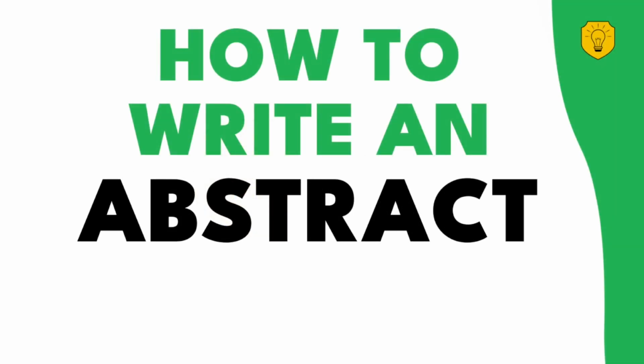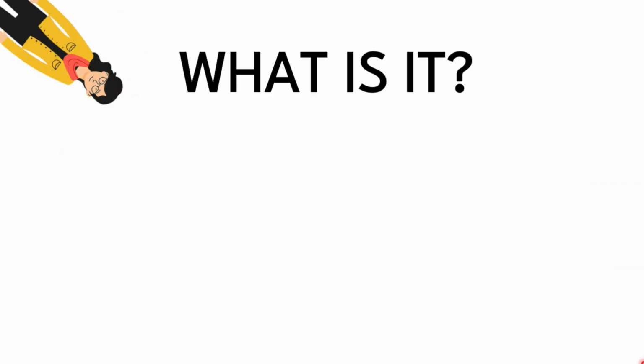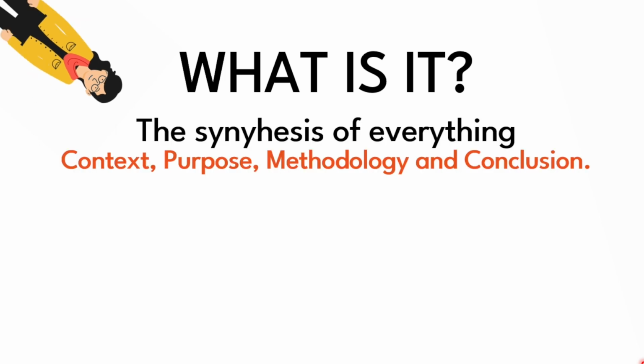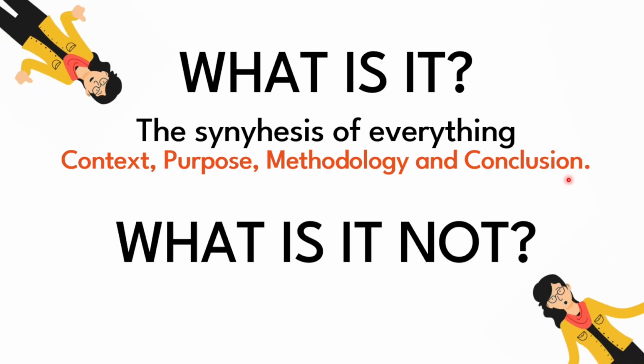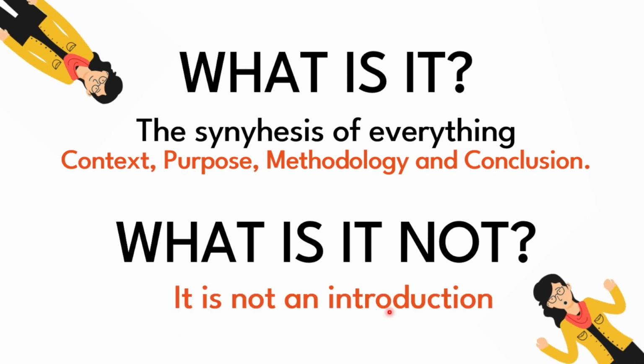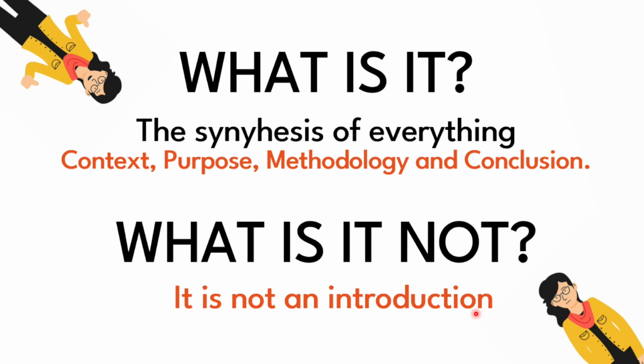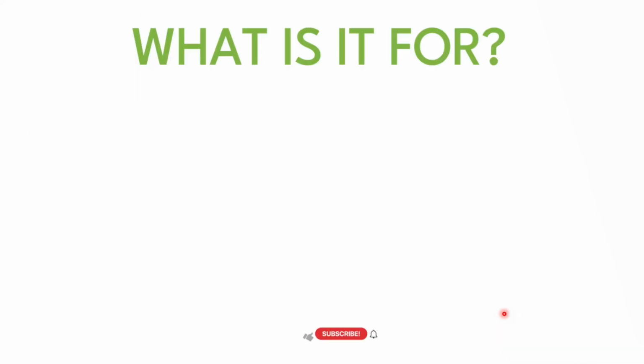Hi, with this video you're gonna learn how to write an abstract in an easy way. First of all, we must ask ourselves, what is the abstract? Well, the abstract is the synthesis of everything: context, purpose, methodology, and conclusion. Therefore, what is not the abstract? The abstract is not an introduction. It is not about presenting the topic, but to tell briefly from the beginning to the end what our work is about.